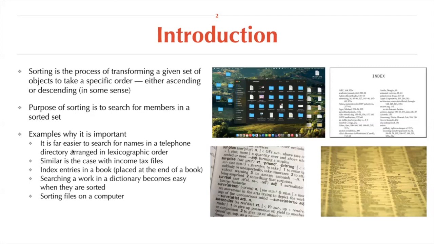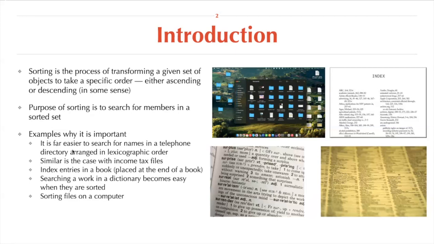We can see some examples. If we have the telephone directories, which we were very used to earlier, these contain a large volume of data, a large number of contact details, and they are arranged in lexicographic order. So it is easy to search for any contact or phone number in the directory. But assume it is not in sorted order, what will happen? How will we search for any contact or any details from there? That's why sorting is very important.